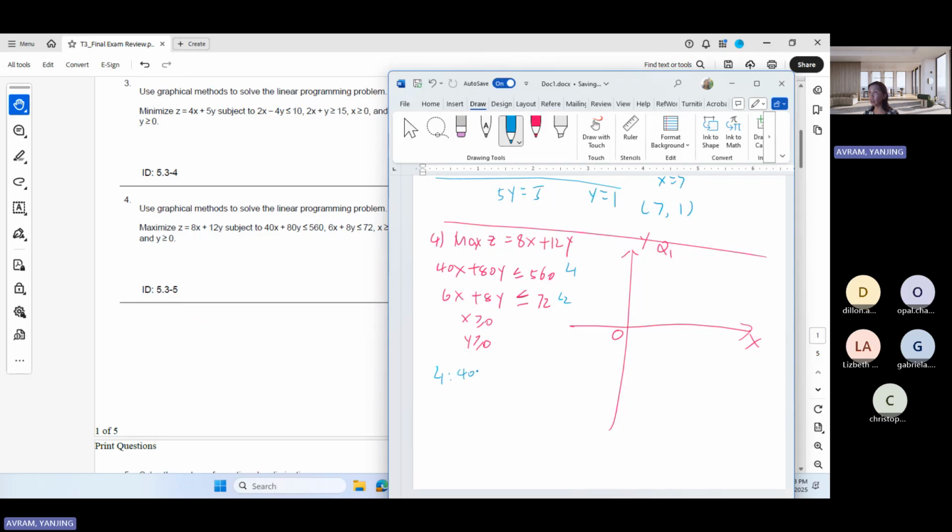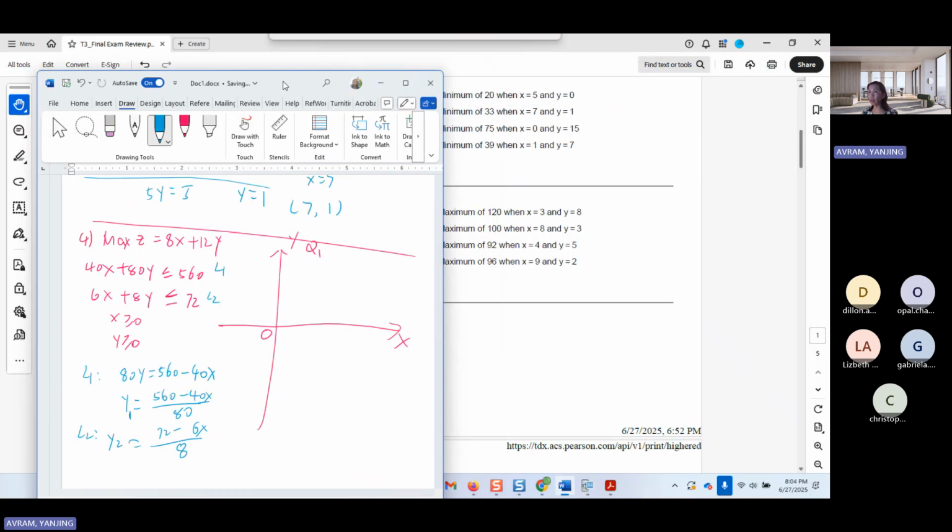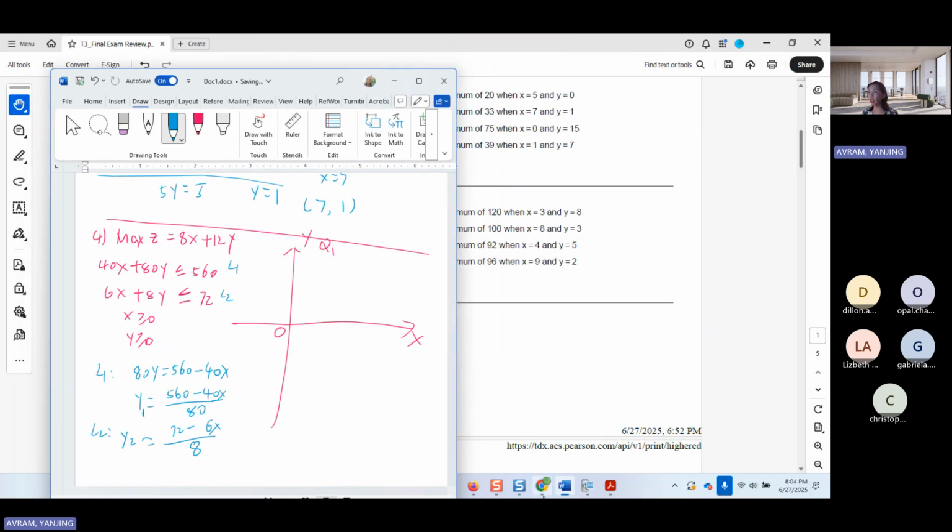So we have 40x, we have 80y equal to 560 minus 40x, right? And y will be 560, oh, I'm sorry, minus 40x divided by 80. So that's y1, right? And then line 2, we're going to have a y2. So y2 will be 72 minus 6x divided by 8, okay? So I can do the graphing first, and then we're going to come back to do the matrix calculation.